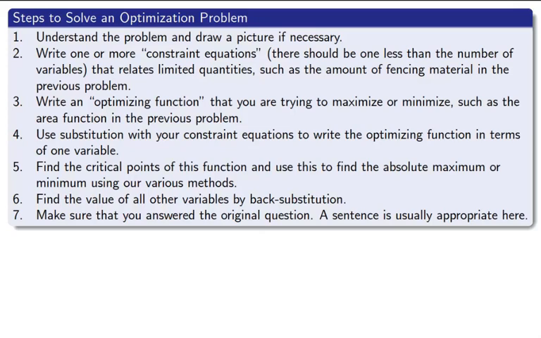Then we write an optimizing function. This function represents the quantity you are trying to maximize or minimize. In both of our problems that we've done already, we looked at area as the optimizing function. Then what we do is we write the constraint in terms of one of the variables and substitute it into the optimizing function. Get the optimizing function down to one variable. Then with one variable, we find the critical points, and check whether it's an absolute max or minimum, and usually we'll use the second derivative test for this. Then we'll find the value of all the other variables. We'll just use back substitution, and then we'll write a sentence to answer the original question.